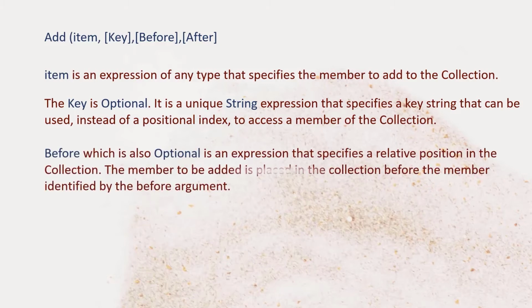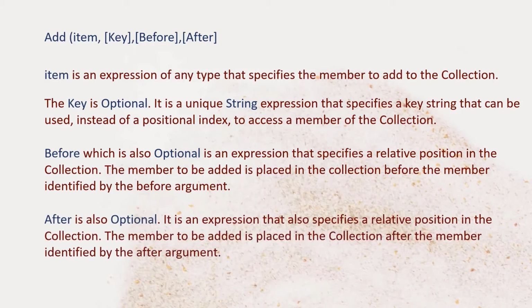Before, which is also optional, is an expression that specifies a relative position in the collection. The member to be added is placed in the collection before the member identified by the before argument. After is also optional. It is an expression that also specifies a relative position in the collection. The member to be added is placed in the collection after the member identified by the after argument.